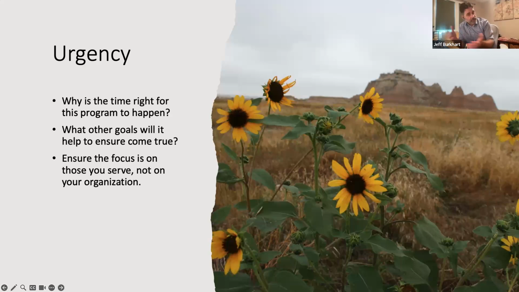So here's why this is urgent. Why is this the right time for this program to happen? And then are there other things that your program is going to help to happen that are sort of side effects, other goals that will help to ensure that this will come true?